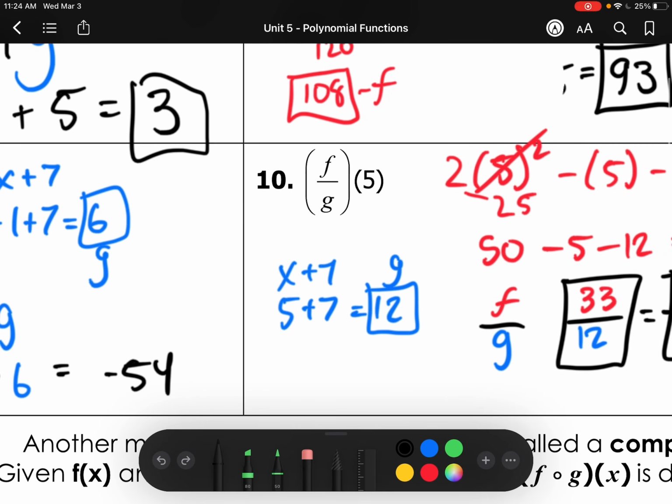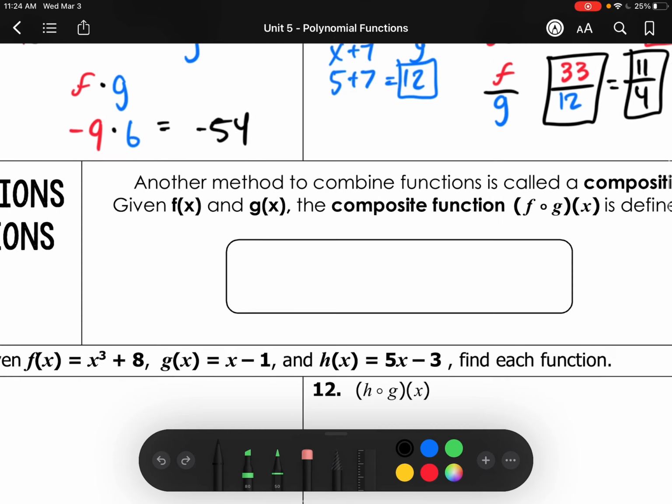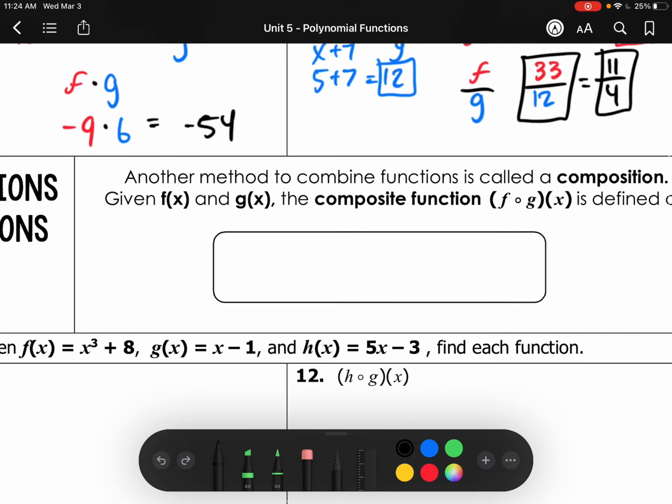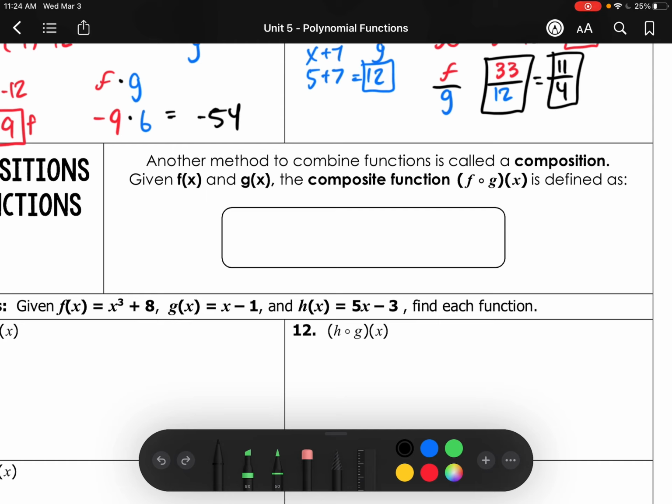We evaluated the functions, and what we did when we evaluated is we were given an input, and we plugged that input into our function for the x values. So if I'm evaluating a function for another function, that means that one of the functions is going to be an input. So I'm going to take the other function and plug it in for the x values. It's going to make a lot more sense once we have it written out. So let's go over these notes right here. It says another method to combine functions is called a composition.